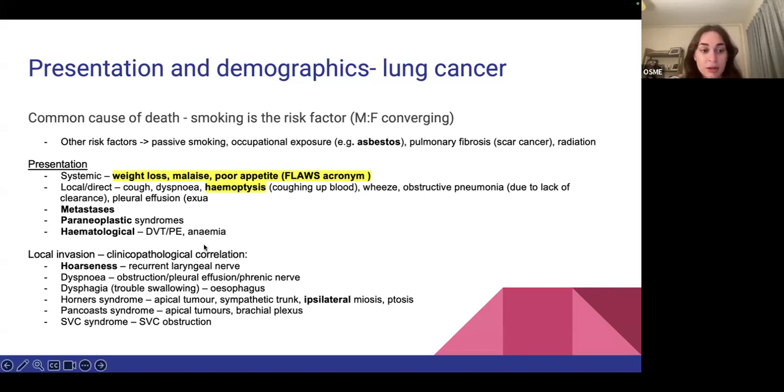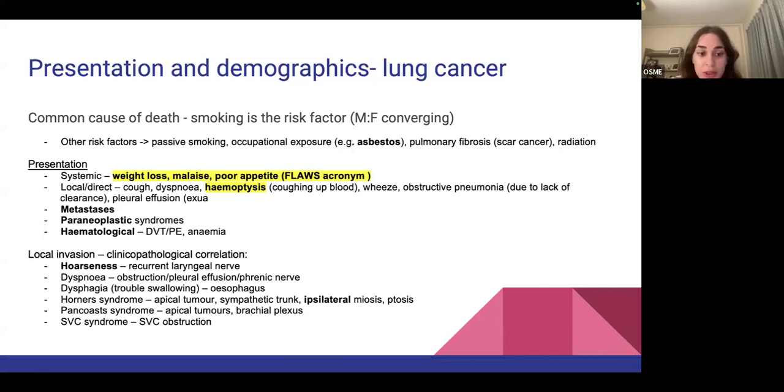Now, the lung is near loads of different structures. So they might actually present with things which aren't necessarily respiratory, but actually because there's local invasion. So a key symptom that will come up in the exam will be things like hoarseness of voice, and that's because there's compression to the recurrent laryngeal nerve, which essentially its course is down and then loops back up around the esophagus, the lungs, and all of these structures. They'll also have dyspnea because there's obstruction of the phrenic nerve.